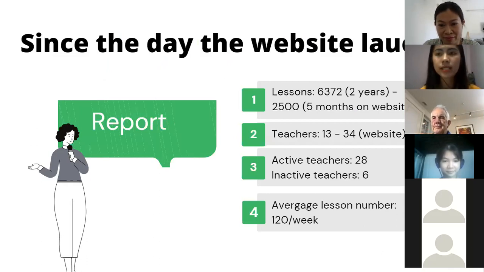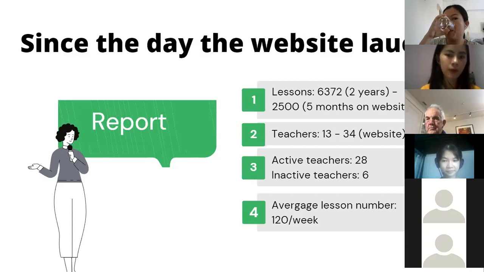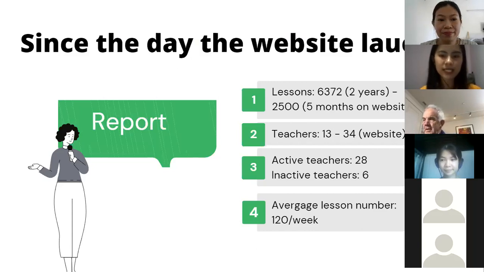So I think that this is a very big step when compared to before the website and when we launched the website. Before we had the website, A Better Vietnam had 13 teachers, but right now we have 34. From the day we launched the website, we already had 34 teachers. And right now we have 28 active teachers and 6 inactive teachers.